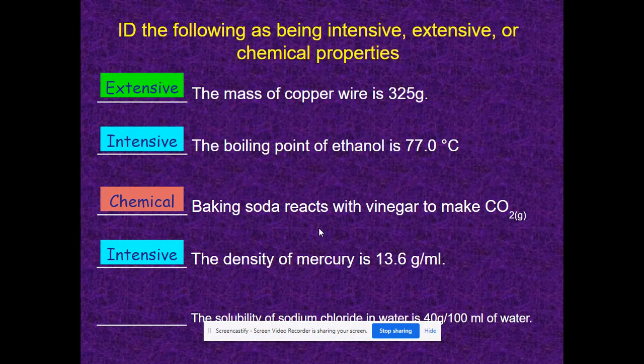All right, I believe this is the last one. The solubility of sodium chloride in water is 40 grams per 100 mL of water. All right, solubility is not a chemical property, so it's definitely physical. So now, does how much dissolved depend upon how much you have? And that's absolutely correct. It does depend. So it is an extensive property.